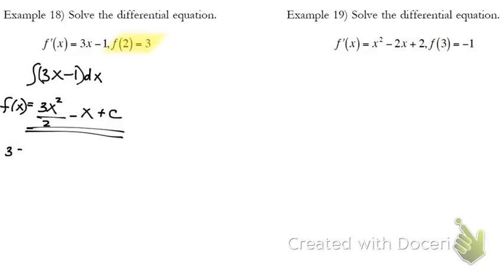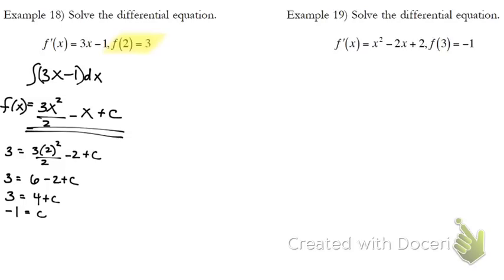So I'm going to say 3 is equal to 3 times 2 squared over 2 minus 2 plus c. This is called solving differential equations, by the way. If you study math in college, there's an entire semester of your college education that's devoted to solving differential equations. If I simplify over here on the right hand side, 2 squared is 4, 4 times 3 is 12, 12 divided by 2 is 6, and then minus 2 plus c. So this is 3 equals 4 plus c, therefore c is equal to negative 1.